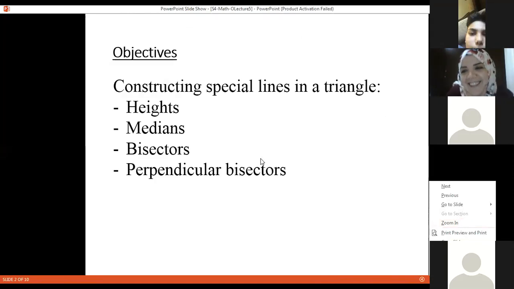Excellent. So the three heights meet at the orthocenter. The three medians meet at the centroid. The three bisectors meet at the incenter. And the three perpendicular bisectors meet at the circumcenter.